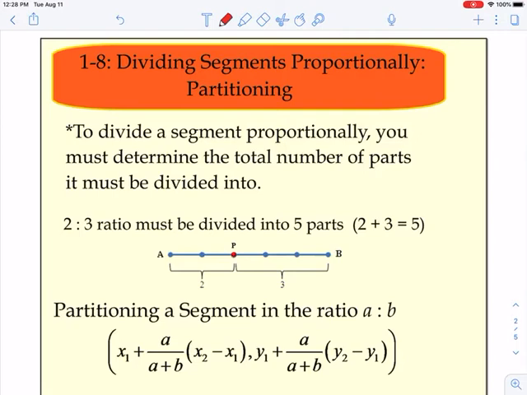So for section 1.8, we're going to talk about dividing segments proportionally, which is also called partitioning. This is an extremely important section. There is a question with partitioning on every single Regents exam, so it's extremely important. Okay, so to divide a segment proportionally, you must divide by the total number of parts it's divided into.